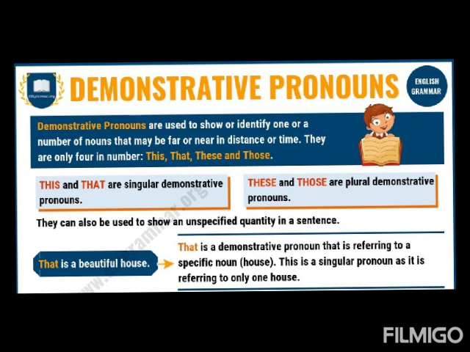Once again, let's move to the sentence examples. This is a white cow. Here, this is used to point out the cow which is near. So, it is a demonstrative pronoun. Another example, these are my books. Here, these is used to point out the collection of books.